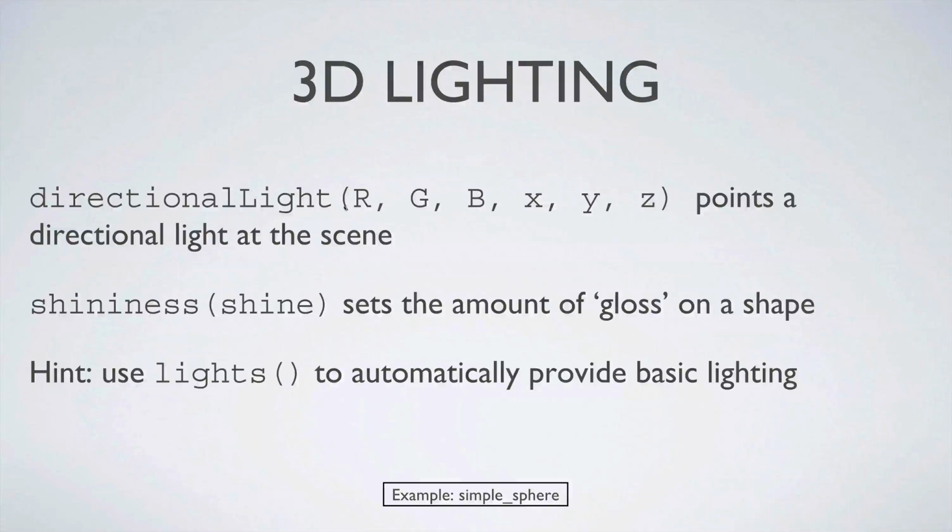So directionalLight points the directional light at the scene. So you've got red, green, blue, and X, Y, Z. So that's the color of the light and the location of the light. The shininess sets the amount of gloss on a shape, and you can just call lights to automatically provide basic lighting if you just want to see the things with some light. If you don't have any lighting, things will kind of look two-dimensional, and that's a bit weird.